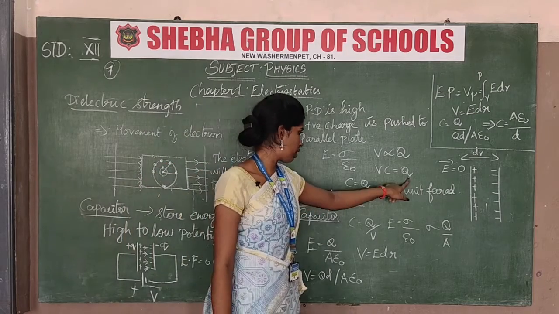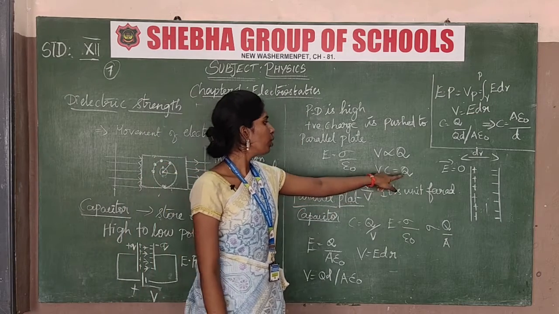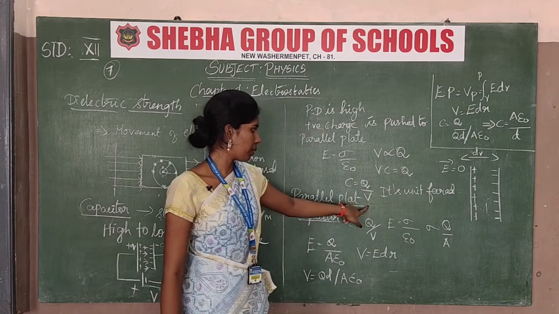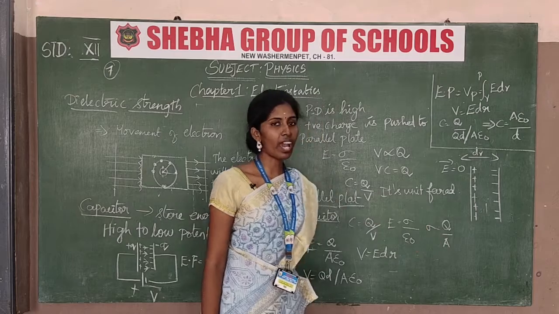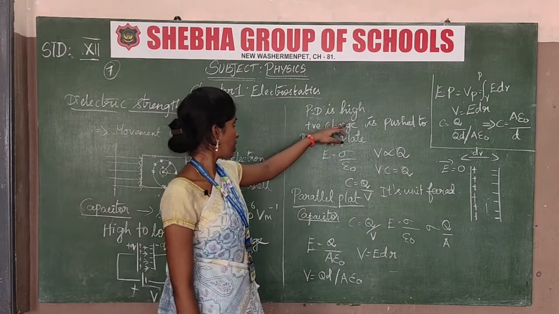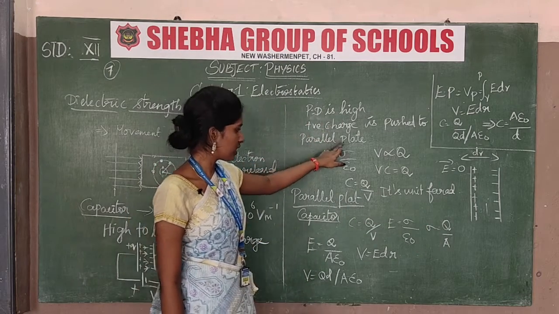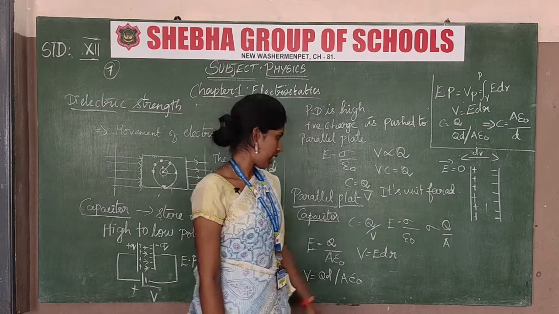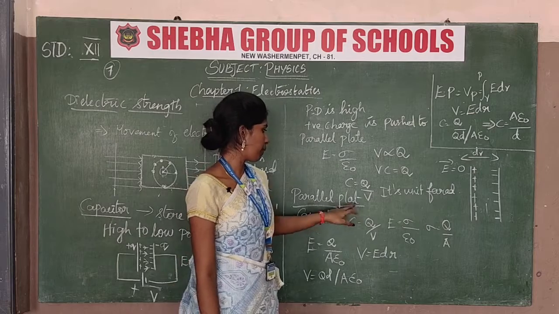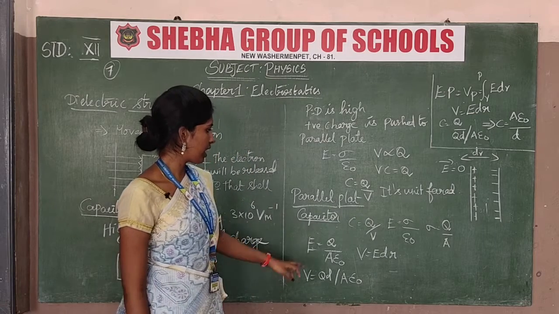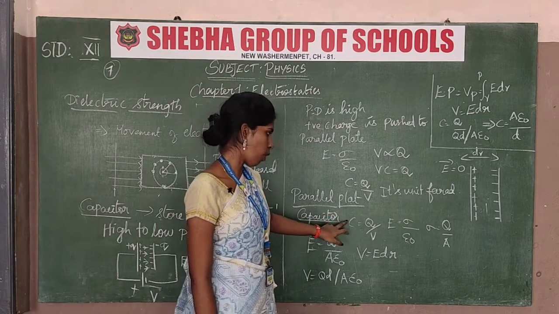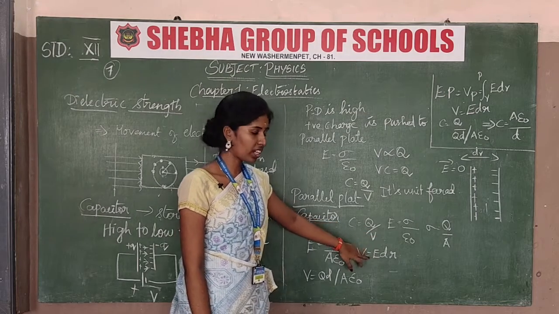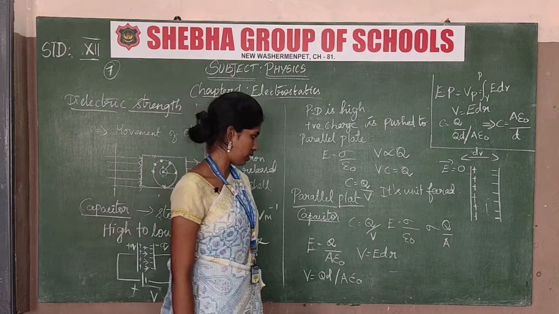So VC is equal to Q. So C is equal to Q divided by V. It's a unit of farad. So when the potential difference is high, the charge is pushed, and the capacitance is in units of farad. So here, parallel plate capacitors. We take C as equation 1, okay. We take capacitance equal to charge divided by potential difference.